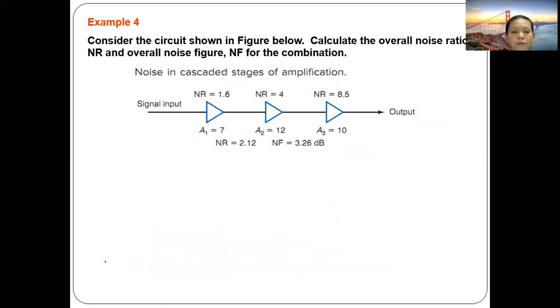Now we go to the example. Consider the circuit shown in the figure below. Calculate the overall noise ratio NR and the overall noise figure NF for the combination. Now we see the noise cascade in the stages of amplification. We have the signal input here. NR1 is 1.6, NR2 is 4, and NR3 is 8.5. A1 is 7, A2 is 12, A3 is 10. We want to find NR. The answer is given: NR is 2.12 and NF is 3.26 dB. You have to calculate to prove this answer.